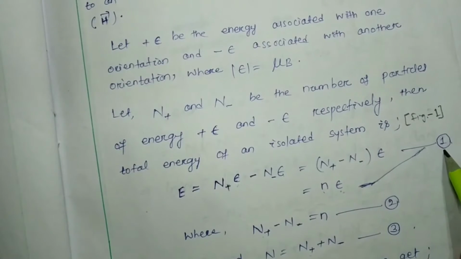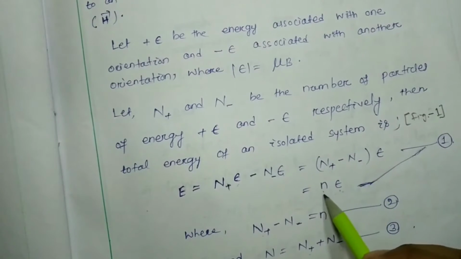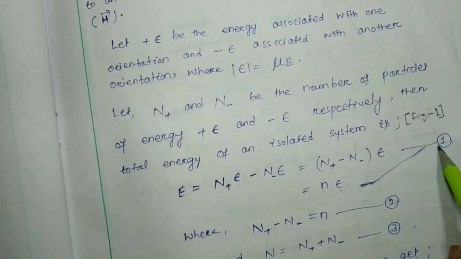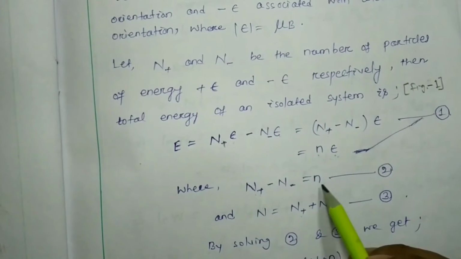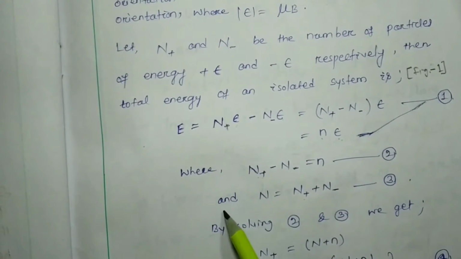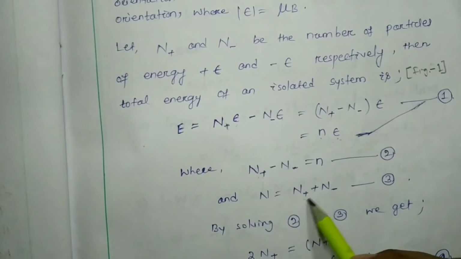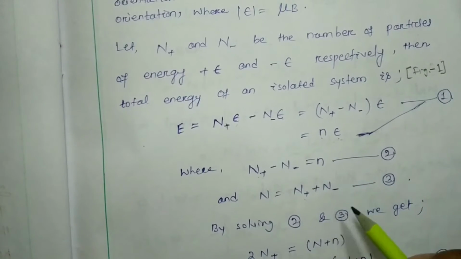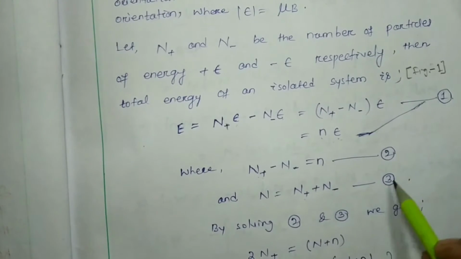Let this be equation number 1, E equals n epsilon, where N plus minus N minus is considered as small n. Let this be equation number 2. And capital N, the total number of particles, will obviously be equal to N plus plus N minus. The total number of particles for this two-level energy system is N plus plus N minus. Let this be equation number 3.